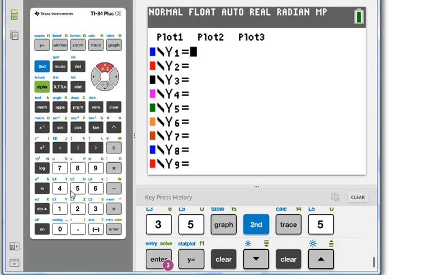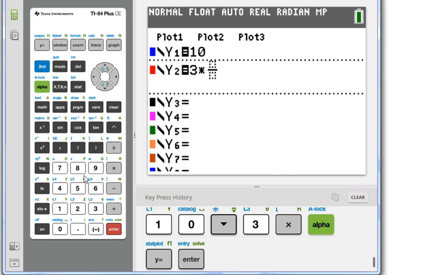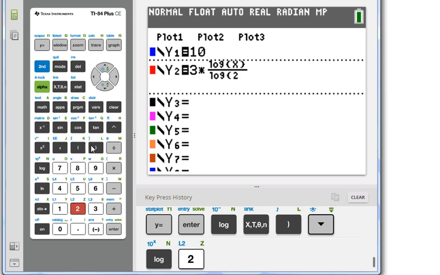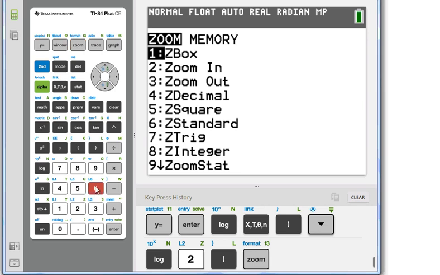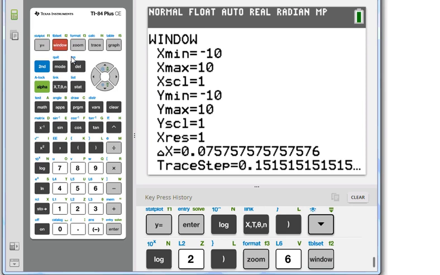So we have y1 equals 10 and y2 equals 3 times log of x over log of 2. And then if we go to a standard window, we press zoom 6. We see almost an intersection point. I'm going to go ahead and change the window a little bit.